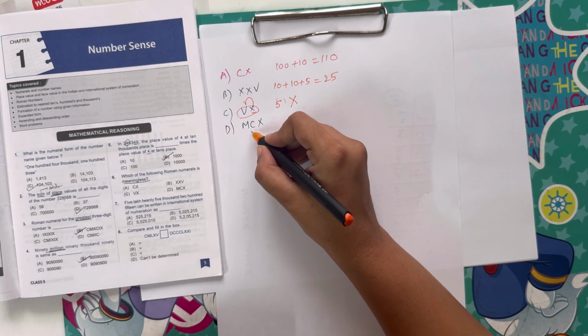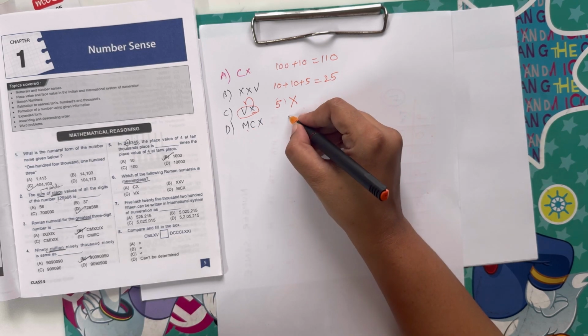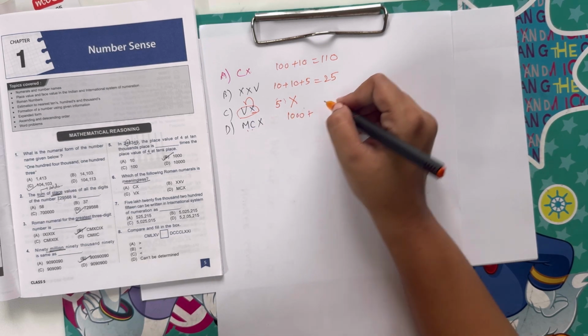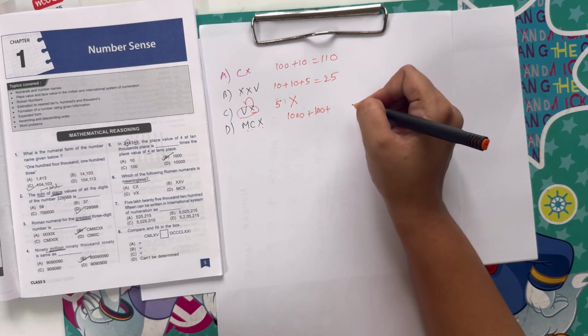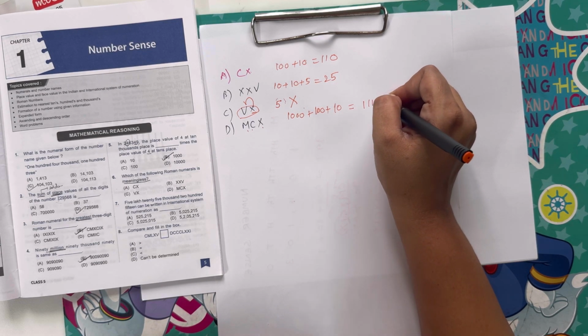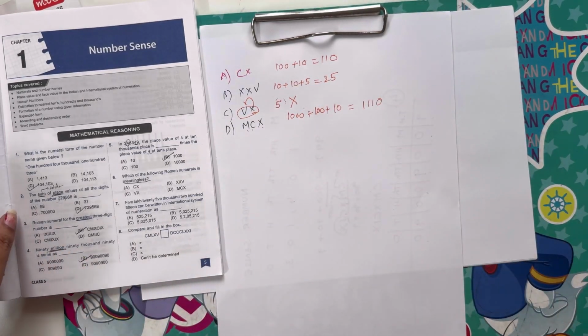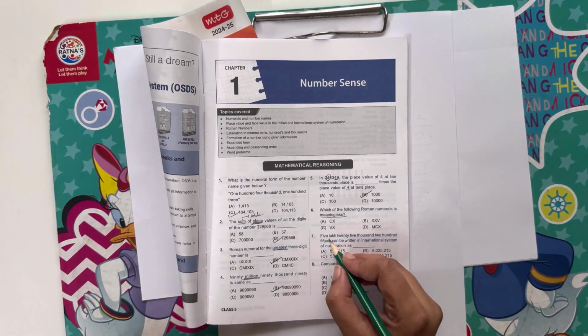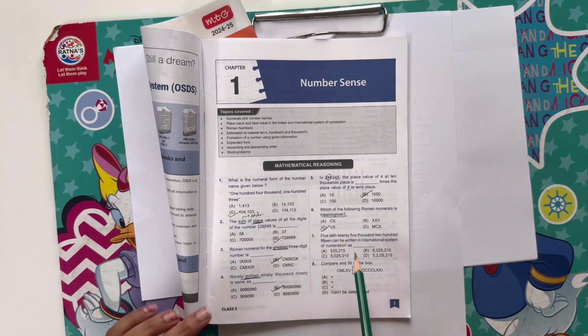Next option D is MCX. M I told you is 1000. C is 100. And X is 10. So what is the answer? 1110. So option C is the right answer, as VX doesn't have any meaning. Next question.